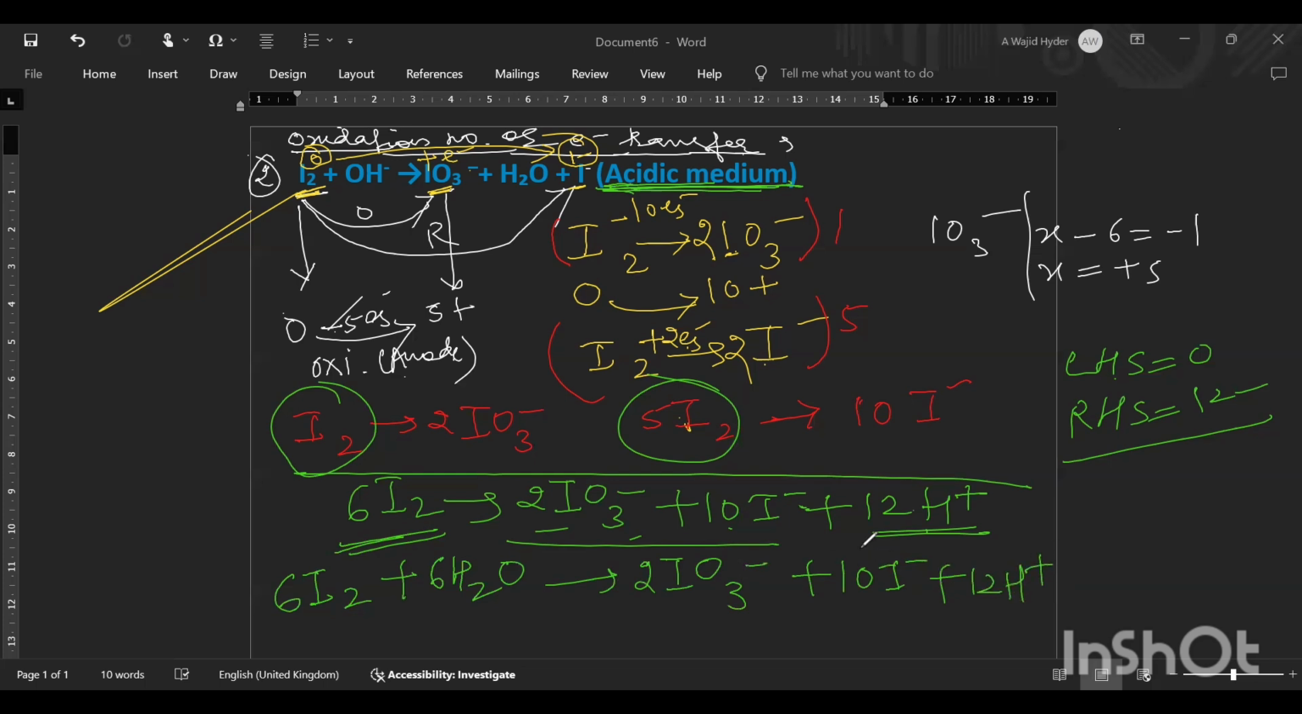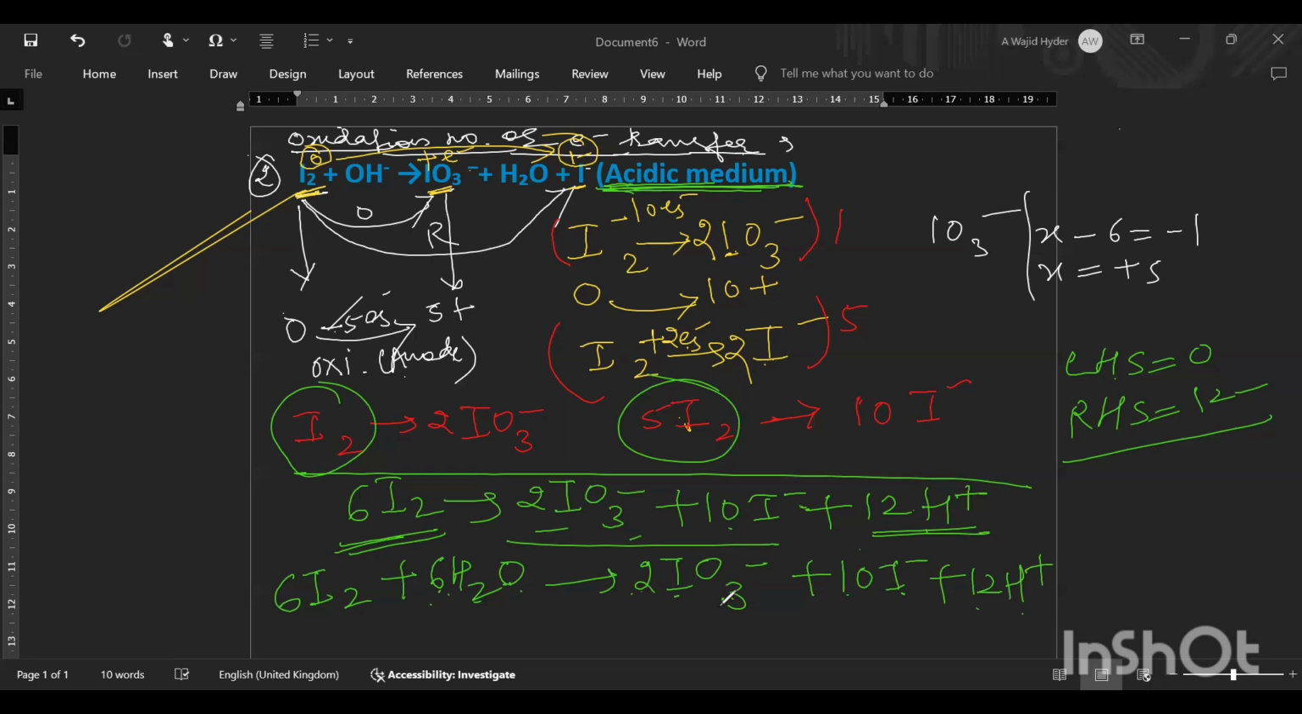Now see, on the right-hand side there is 2 iodine and 10 iodine, so 12, and on the left side also 12. Hydrogens 12, 12. Now oxygen, 6 oxygen on the left-hand side, and the right-hand side also has 6 O. So now the equation is balanced.